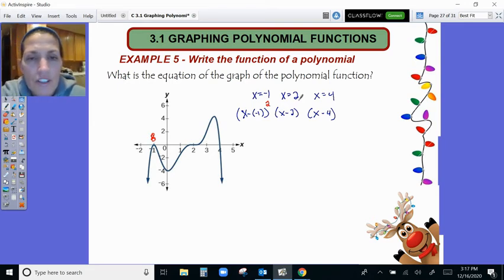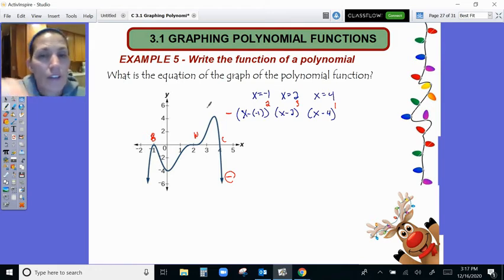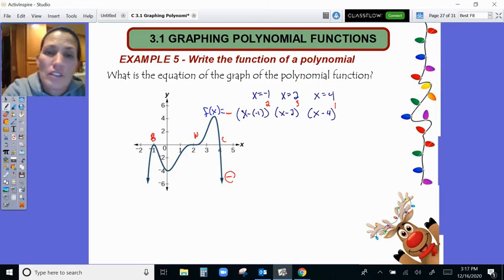This is a wiggle right here at 2, so that's going to be a power of 3. And this one just crosses through here, so I've got a wiggle and I cross. So this is going to be just a power of 1, okay? We're dropping down here on the right-hand side, so we want to make sure we have a negative leading coefficient, okay? So we have this f of x equals, now, this is how you tell our y-intercept.